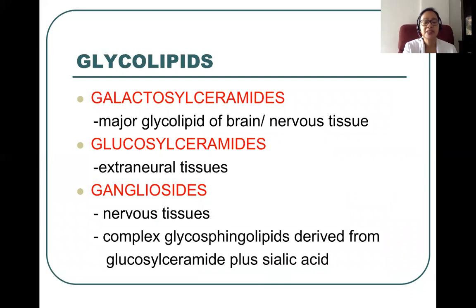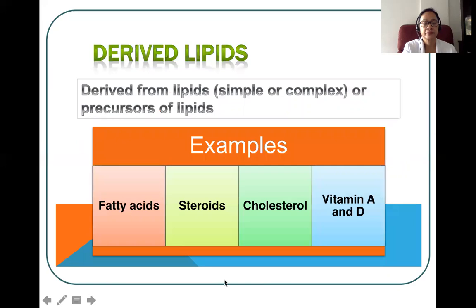And then the glucosylceramides are found in the extraneural tissues, and the gangliosides are found in the nervous tissues also. And the complex sphingolipids derive from glucosylceramide plus the sialic acid. Okay, so these particular fatty acids are also very important in a developing brain. The third classification are your derived lipids.